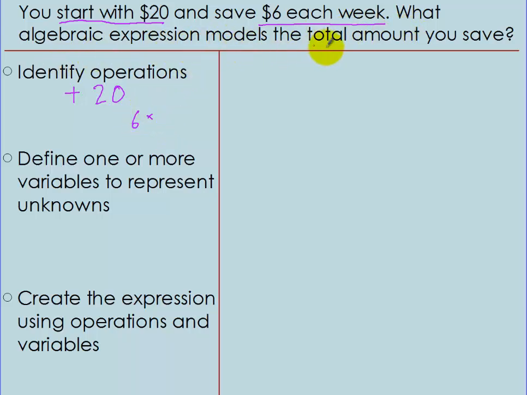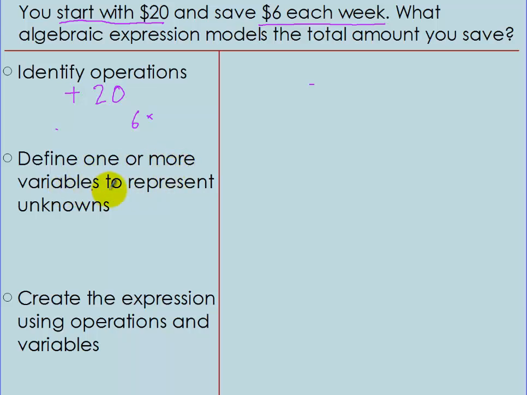What algebraic expression models the total amount you save? Okay, so that's it for operations. I know I have a plus 20 from the start. You start with 20, and then the 6 times, because we're adding 6 as some kind of increment here and keep adding the same amount every time. That's going to be multiply by however many increments we do.